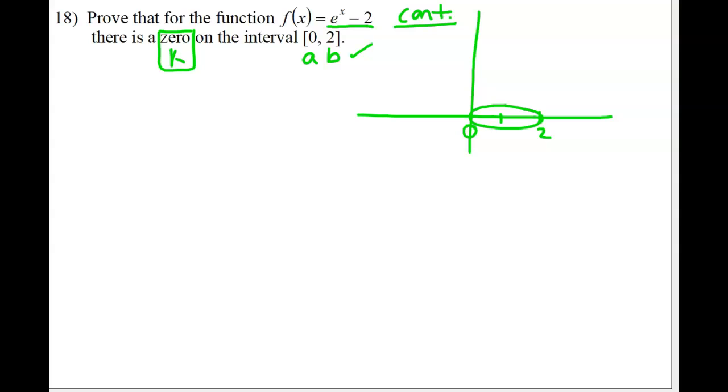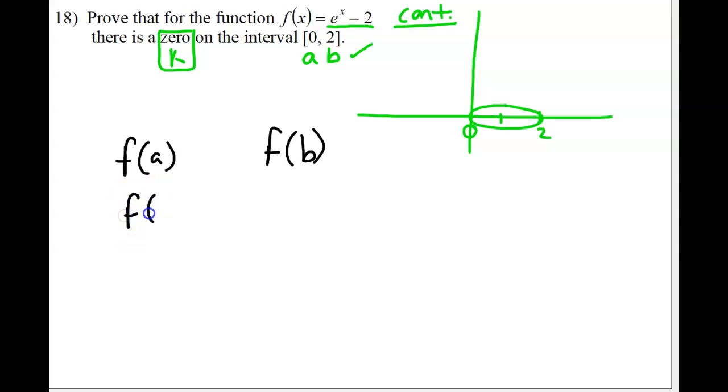The next thing that we need to do is we need to find out what is f of a and what is f of b. We need to make sure that they're not the same. They have to come out to be different. After that, we'll need to make sure that our k value is between them as well.